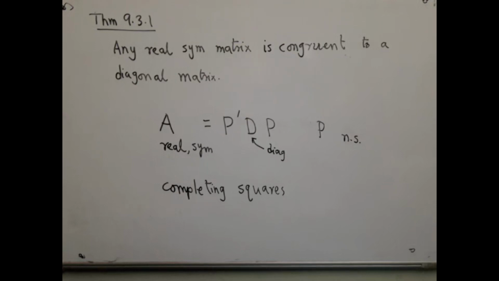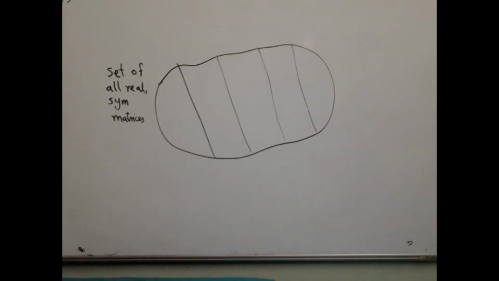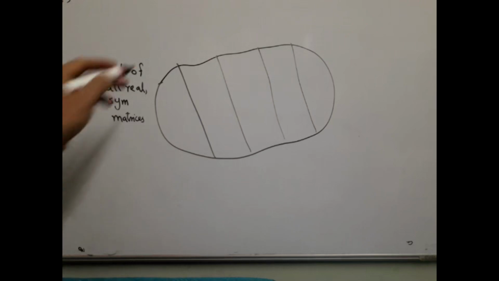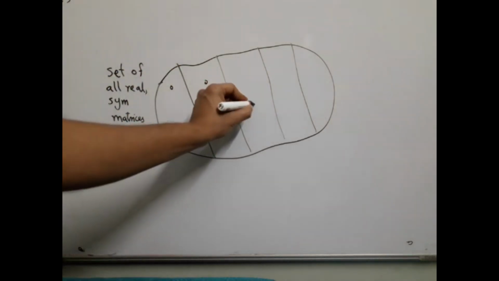So, in this video, we shall be just satisfied with the spectral decomposition proof of this theorem and continue to the discussion after the algorithm. Now, coming back to our equivalence relation, which is given by the congruence relation, we have seen that in every block there is at least one diagonal matrix.